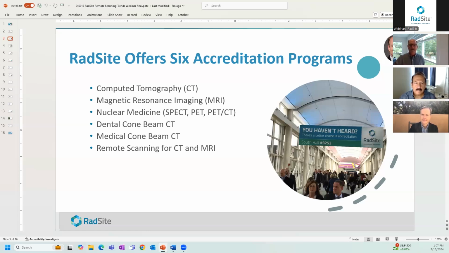Thanks, Dr. Siegel. And Garry, you mentioned that RadSite offers those 6 accreditation programs, including medical and dental cone beam, and nuclear medicine. But the remote scanning accreditation program is specifically for CT and MRI. Is that correct? That's correct. Yeah, we'll talk more about that.